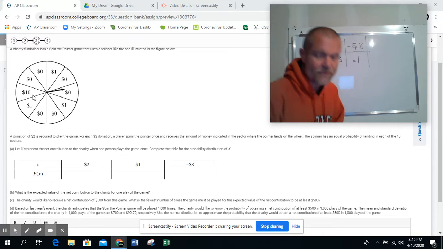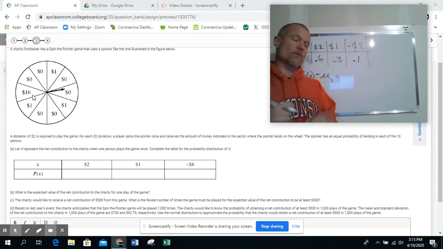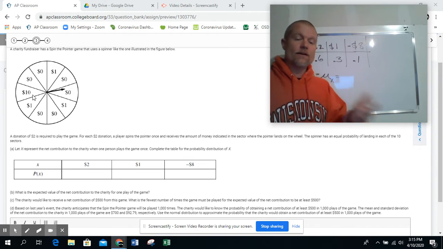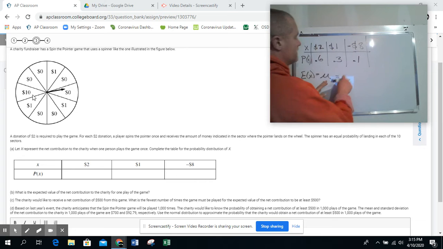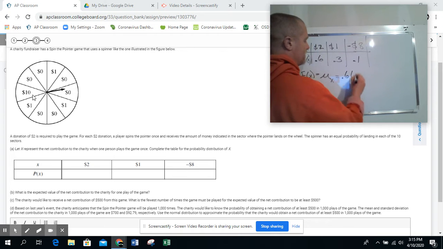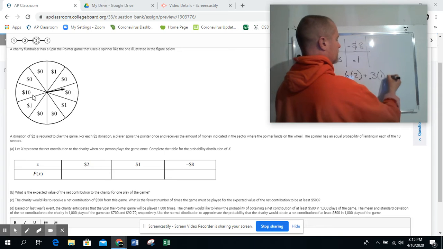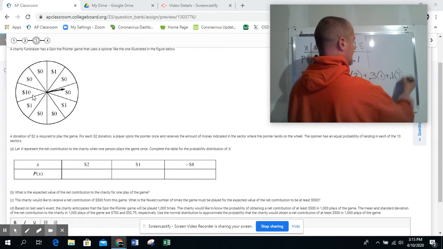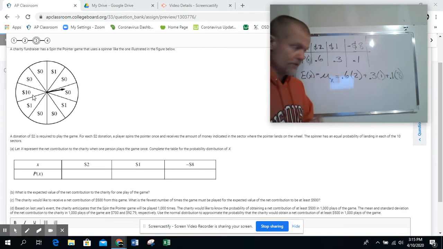And then part B says, what's the expected value? So the expected value for X, which would be the mean X that we would expect. If we play this lots and lots of times, the mean value that X would take on, so this would be the mean donation. So 60% of the time they get $2, plus 30% of the time they get $1, plus 10% of the time they lose $8. So remember, the expected value is just the sum of the probability times the outcome, or times the result.